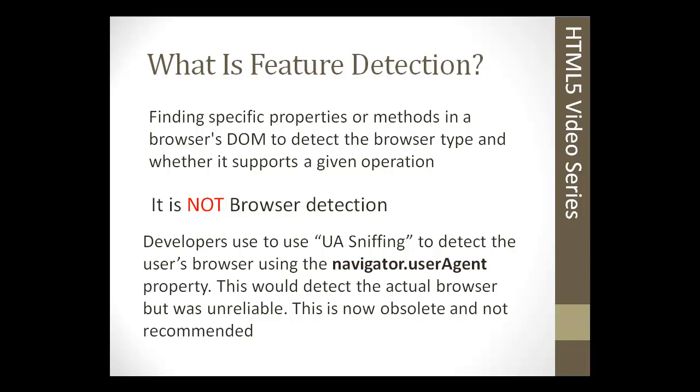Feature detection is not browser detection. They used to use the navigator object. They would check the navigator object and the user agent property to find out the exact browser that the user was using, not the feature itself. And this is very unreliable, which is why it's not recommended anymore. We have much better ways of doing that, which we're going to go through right now.